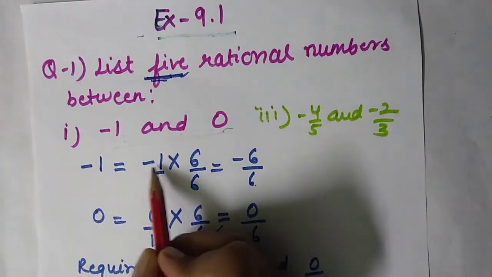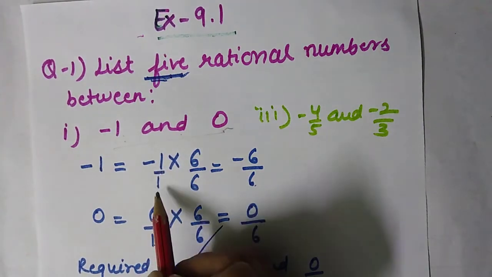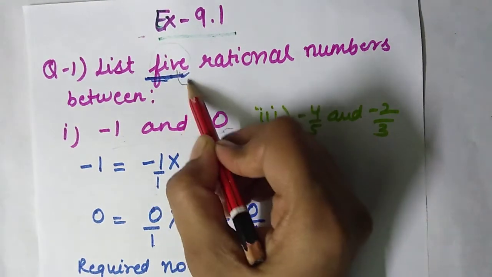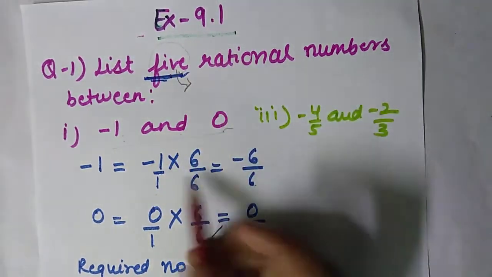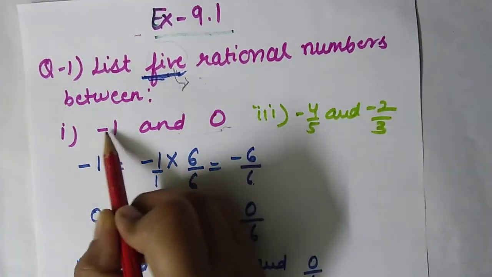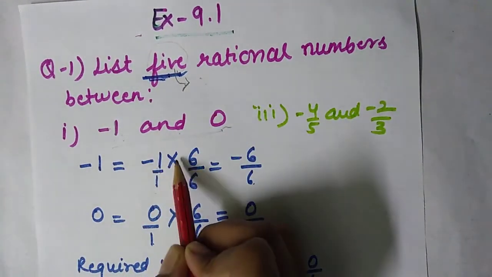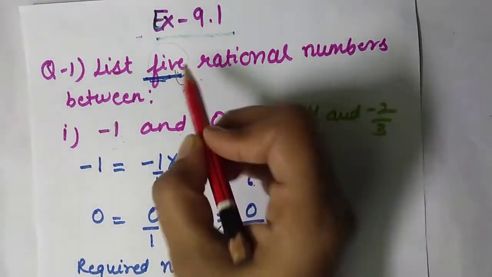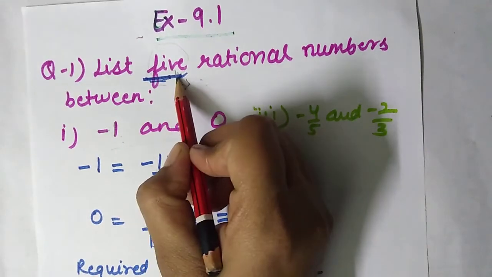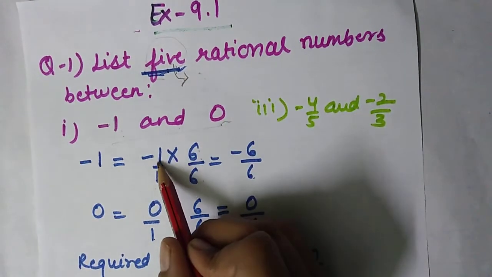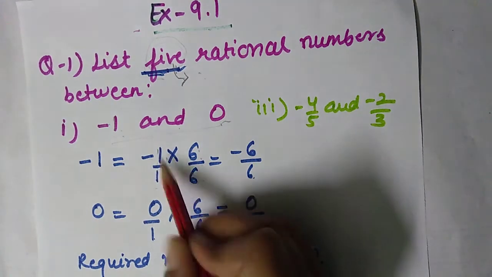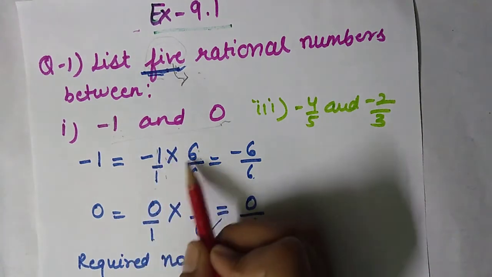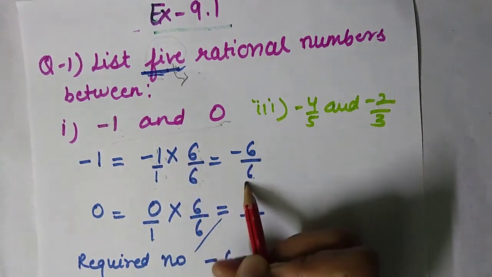So minus 1 can be written as minus 1 over 1. Now as you have to find 5 rational numbers, for that you have to take one more than 5, that is 6. First, you have to multiply the numerator and denominator by 6. From where do we get 6? This is one more than the number of rational numbers that we have to find. So first we multiply the numerator and denominator of the given number with 6. Minus 1 multiplied with 6 over 6 will be minus 6 over 6.